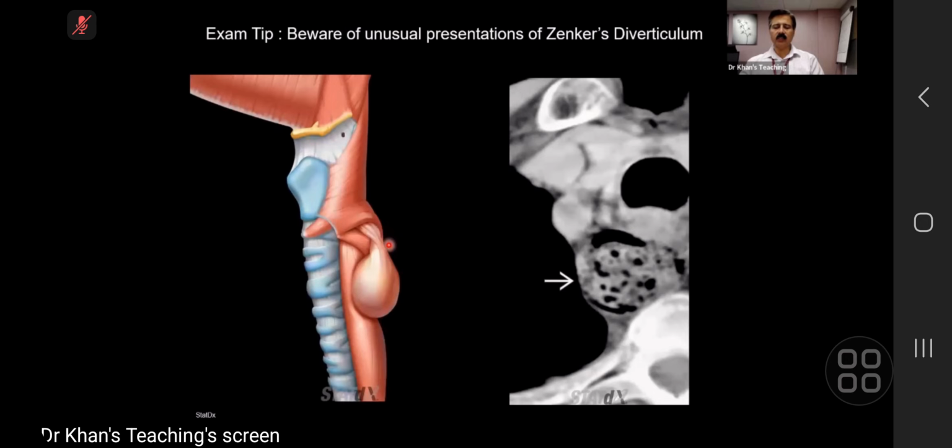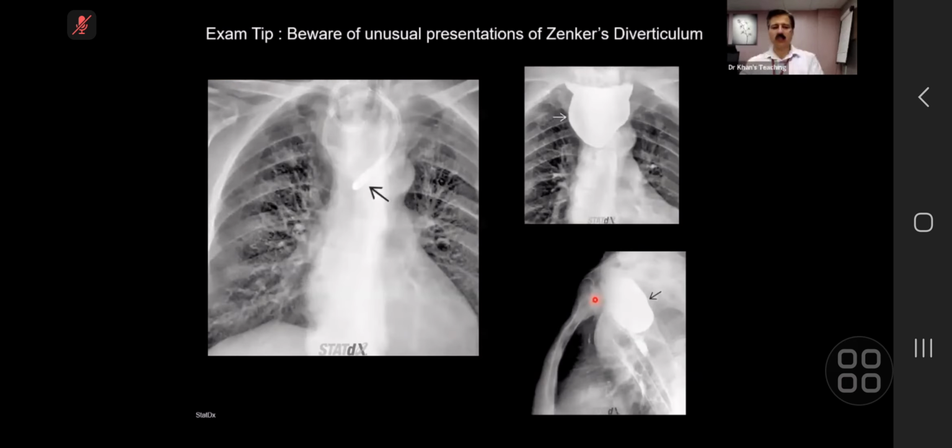An unusual presentation, this is the exam tip, beware. An unusual presentation on a plain film: a foreign body lodged in the Zenker's diverticulum, that has come in the exam, or a nasogastric tube which has gone inside and coiled up inside. So if you see this CT from the literature, you will be scratching your head, oh my God, what's happening? Is there an abscess there, and things like that. So stretch of imagination. So beware of Zenker's.